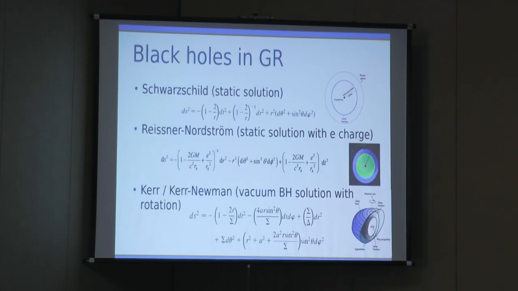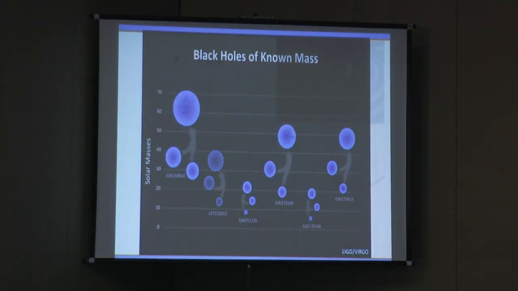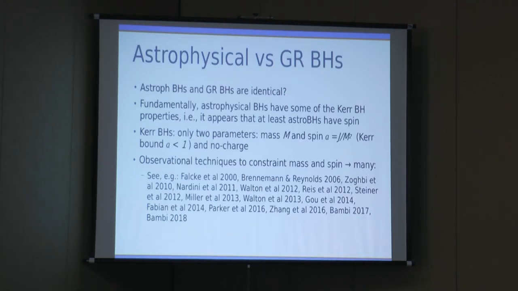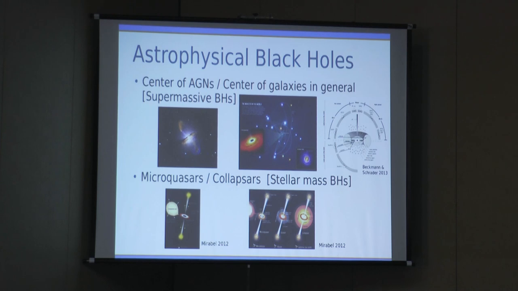Okay, then I will return to the astrophysical ones. Well, what about astrophysical black holes? Astrophysical black holes are mainly in the centers of AGNs, the centers of galaxies in general, and they are supermassive black holes.